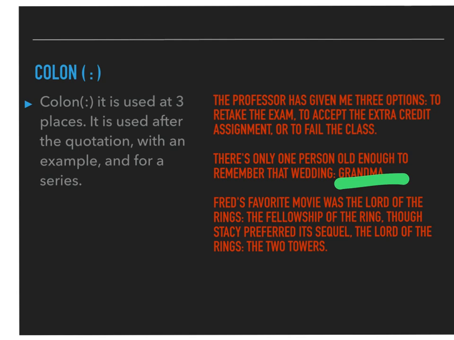It is also used, let me give you another example. Fred's favorite movie was The Lord of the Rings: The Fellowship of the Ring, though Stacy preferred its sequel, The Lord of the Rings: The Two Towers. Now why is it used like this here? As you can see, I am using colon before the name of the movies, like The Fellowship of the Ring and then The Two Towers. Why? Because a colon is also used to separate parts of a title. Now here, these are two parts which are separated. That is the reason it is also used here.